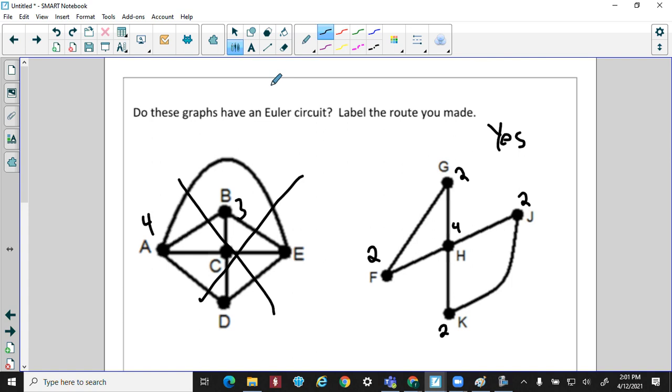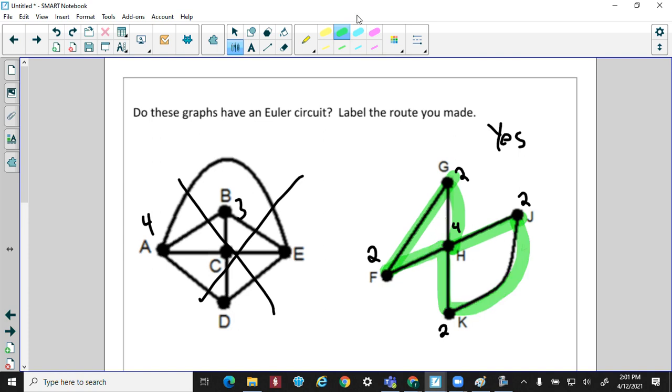Now, the next thing is, let's find our route. The way you do your route, it's totally up to you where you start from, unless it tells you where to start from. So, eeny, meeny, miny, I'm going to start with F. So, starting with F, going up to G because I wanted to, going to H because I want to, J because I want to, K, J, back to F.